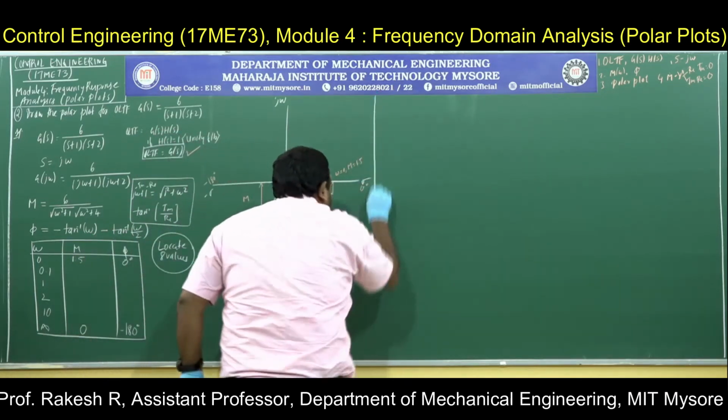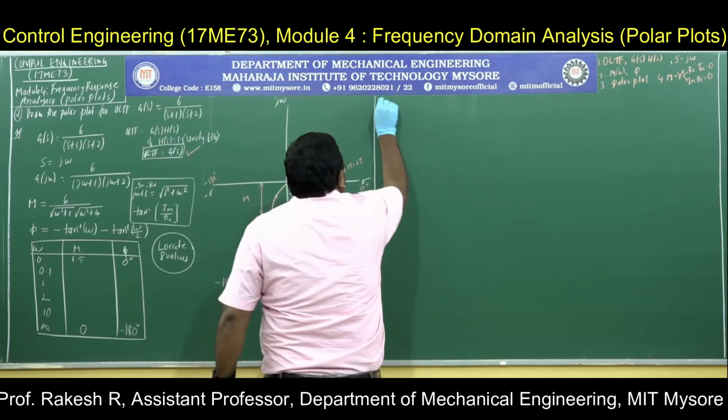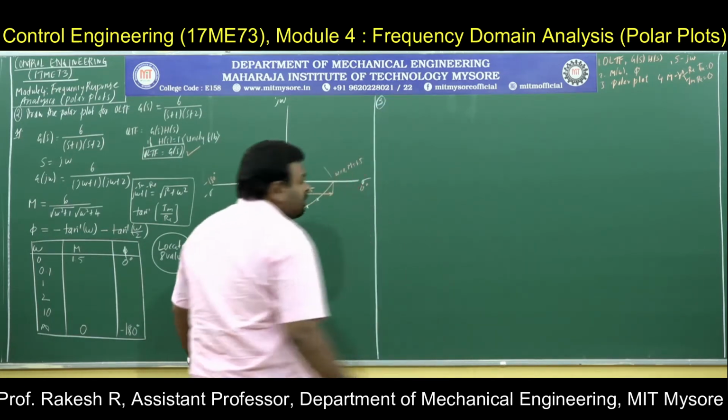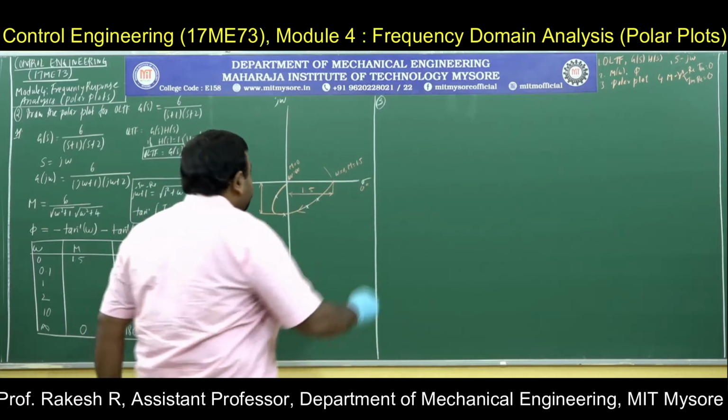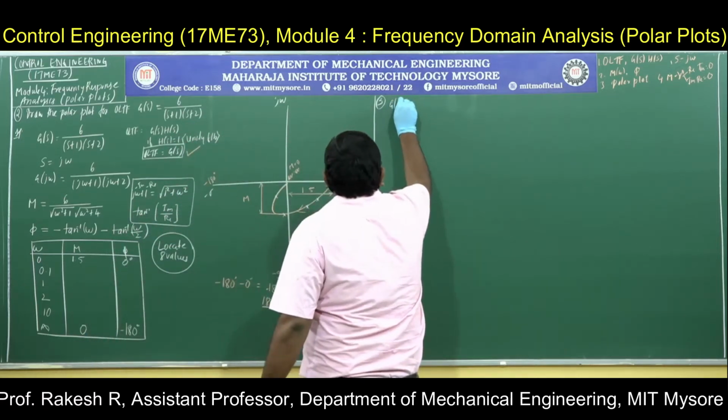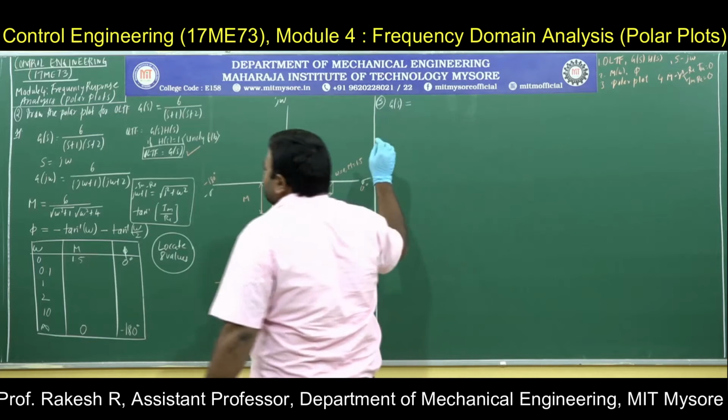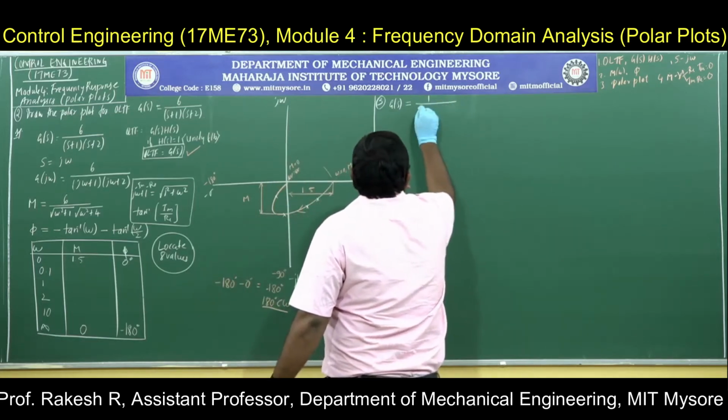Let us take the next problem, problem number 3. What is problem number 3? Again, draw the polar plot for a transfer function, open loop transfer function. G of s will be equal to 1 divided by s to the power of 4 into 1 plus s.